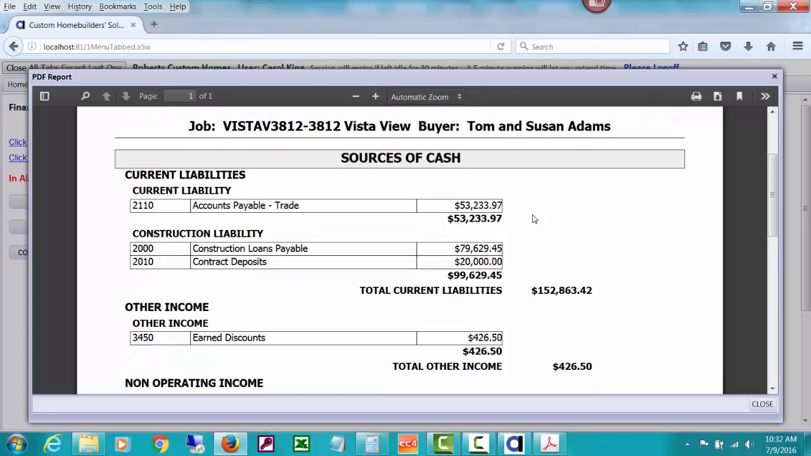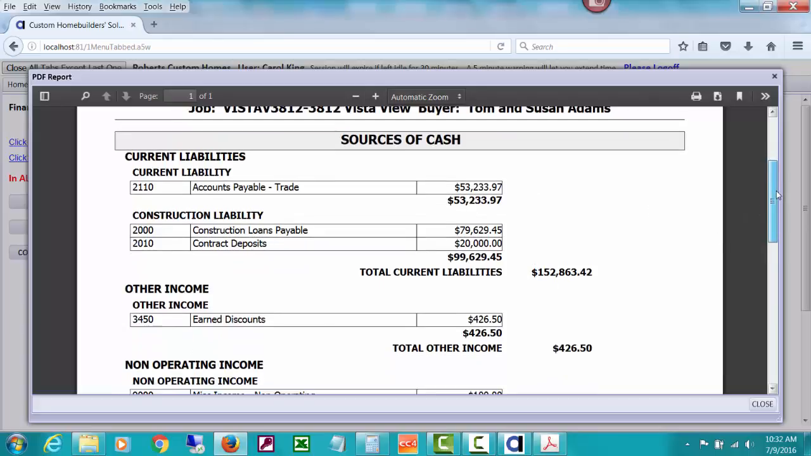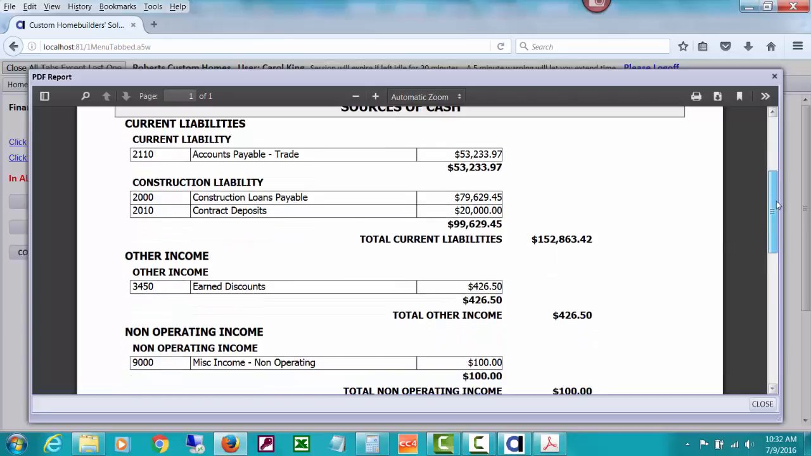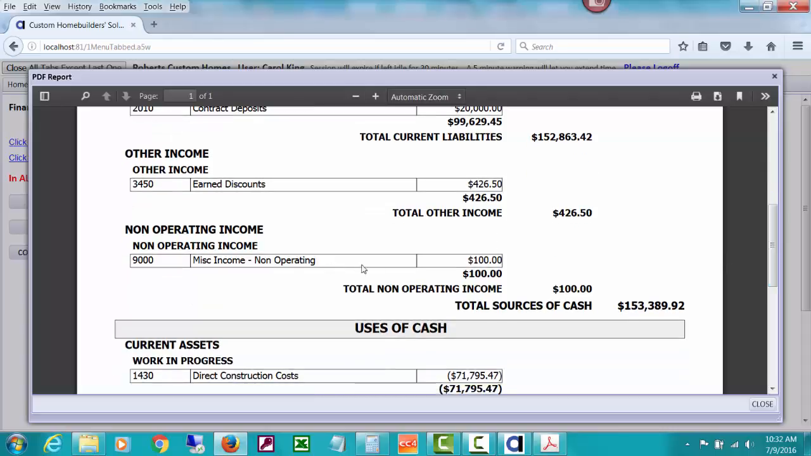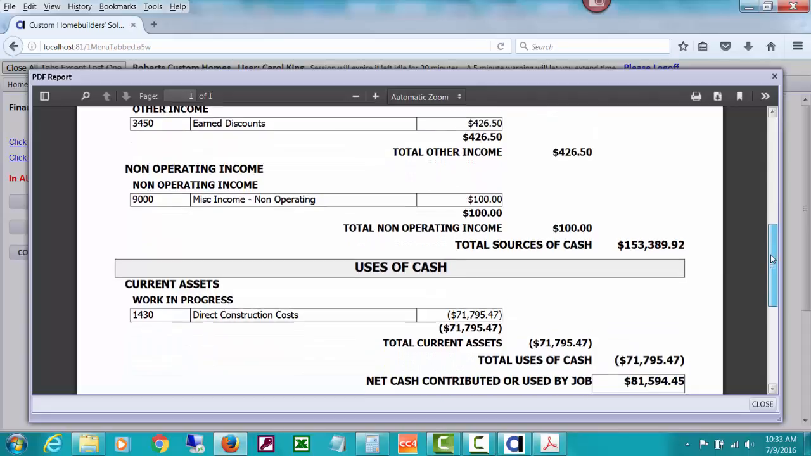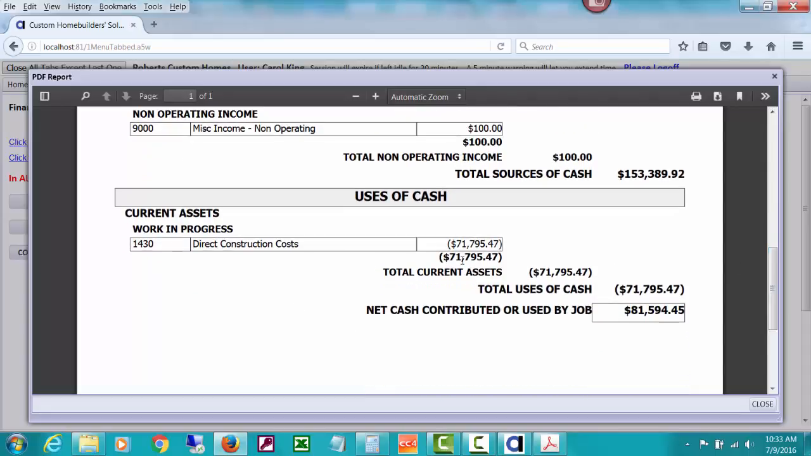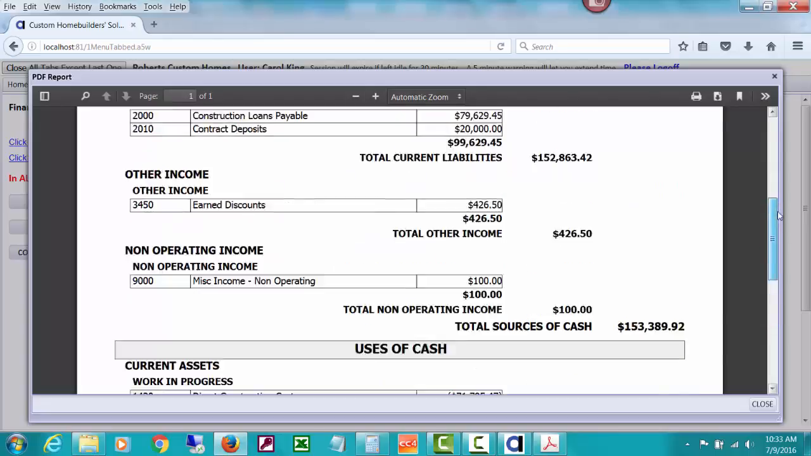This is how much is in accounts payable, trade for that job, construction loans payable, some earned discounts we took, and this actually is miscellaneous income non-operating in account number 9,000, which is $100, which I did as a test for something that I'm going to show you in a minute as just a journal entry where only one side of the journal entry went to that job. And then uses of cash for this job has just been for job costs, basically your work in progress account. So you can kind of glance at it.